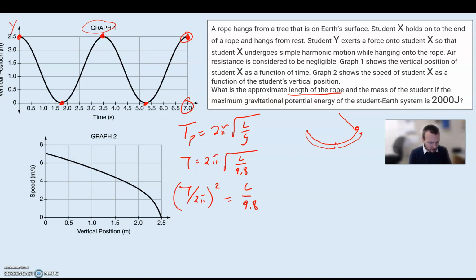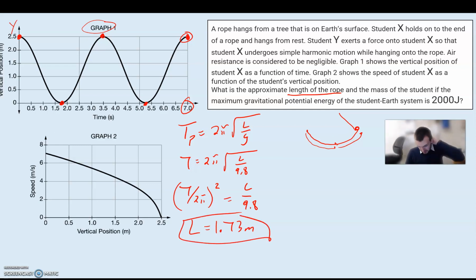Be careful with pi when you plug it into your calculator. These ones especially, they like to multiply by pi even though you're trying to divide. So just be heads up on that. And if I can make this work right here, we have L is 1.73 meters. Okay, so we got the first part.